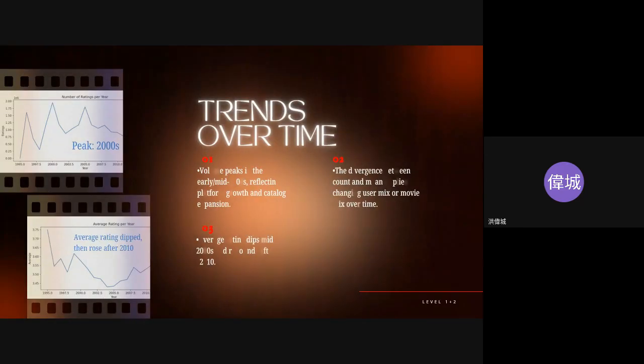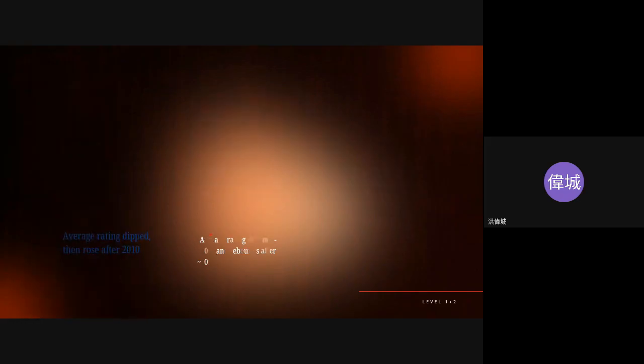Then now we will look at the trends over time. As you can see from the top left graph, the volume peaks at around the early to mid 2000s, reflecting platform growth and catalog expansion. However, around the same time, from the 2000s to 2010, the average rating dipped. This divergence between the count and mean implies a changing user mix or movie mix. Basically, there might be an influx of users who expect higher quality movies, which tends to give lower scores, or generally the movies are just of lower quality. Yep. Next.